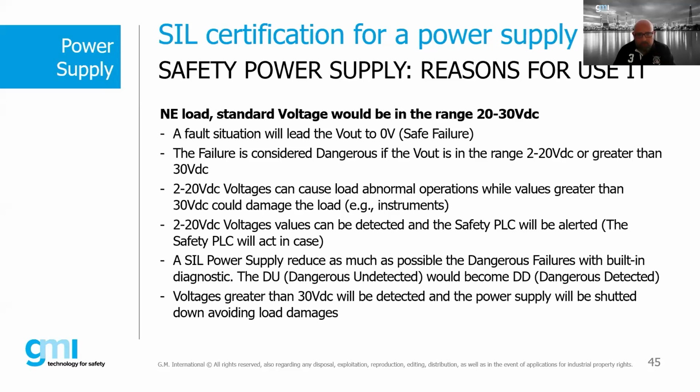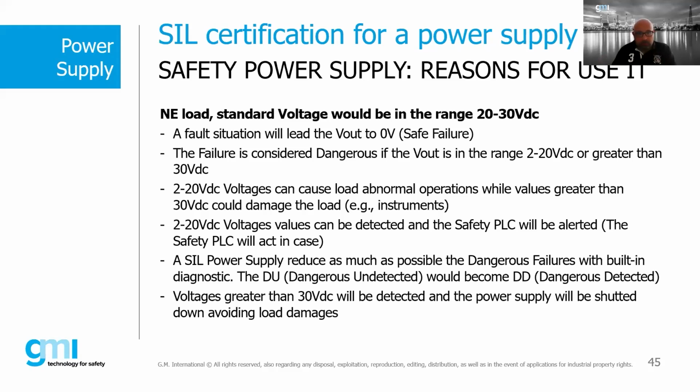So to summarize what we have seen so far, it is important to use a safety power supply because it provides protection against undervoltage or overvoltage conditions, which are both dangerous failures. A safety power supply significantly reduces undetected dangerous faults thanks to an inbuilt diagnostic system. In fact, when an anomalous condition occurs, the output of the power supply goes down to zero, which represents a safe state. In our power supply, there is also a transistor that, in case of fault, can be used to alert a PLC, so the proper action can be taken.